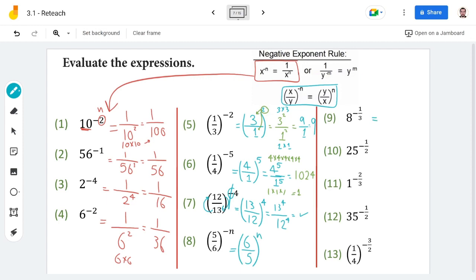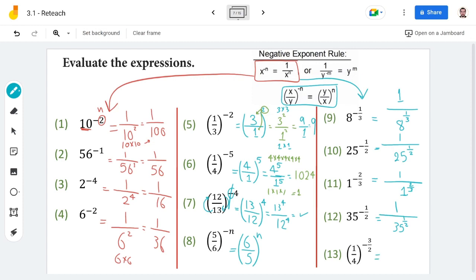How about this one here? 8 to the power of negative 1 over 3. Here you can go back to this form here. So now let's do this form here, by applying 8 to the power of 1 over 3. Same thing here, so we do 25 to the power of 1 over 2 over 1. Do the same thing here, 1 over 1, 2 over 3. Same thing here.